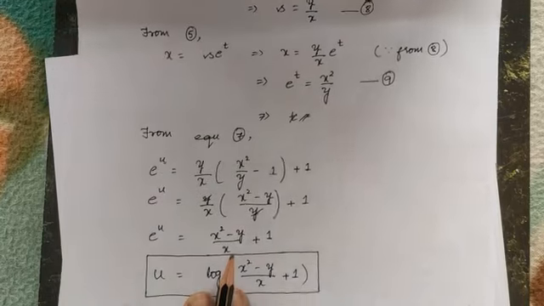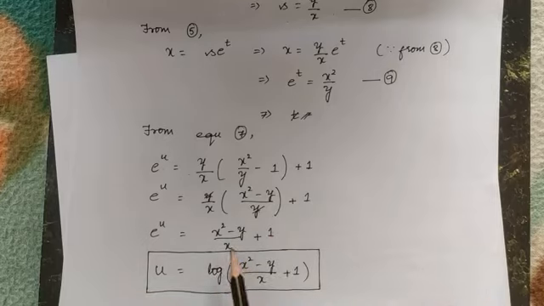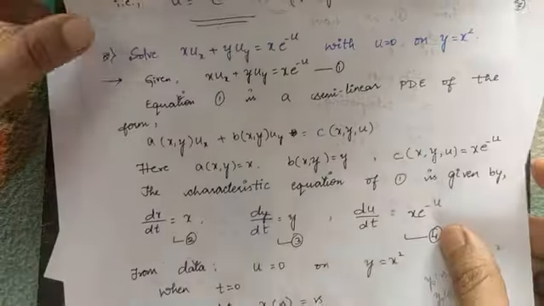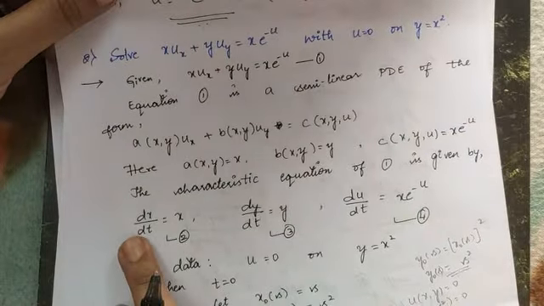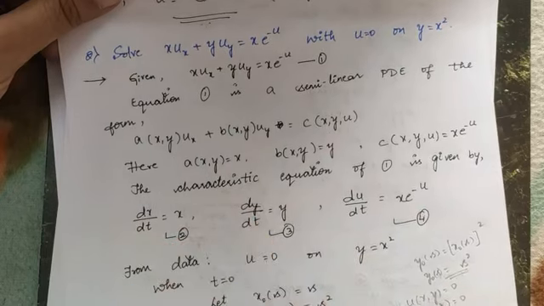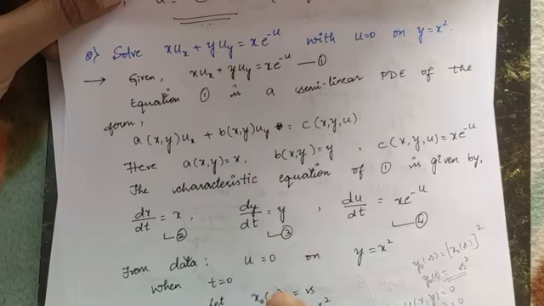So now I will write the solution for you. For that I have to take log on both sides. So log of x square minus 1 by x plus 1 is nothing but the final solution. So this is how we solve our semi-linear partial differential equation if the equation is not coupled. That means if you observe your characteristic equation, you can find out the value of x, y independently. This equation is not a coupled equation. That means one equation is not dependent on the other, right?